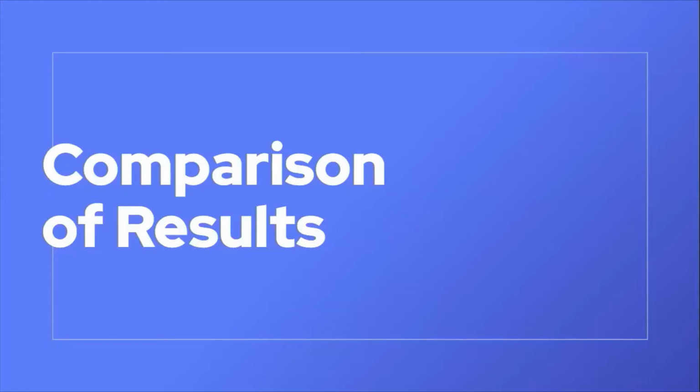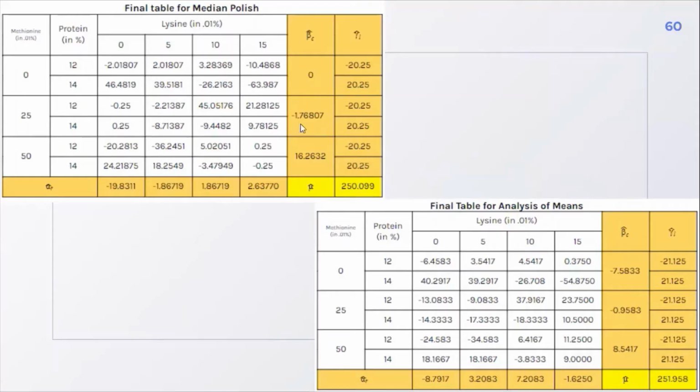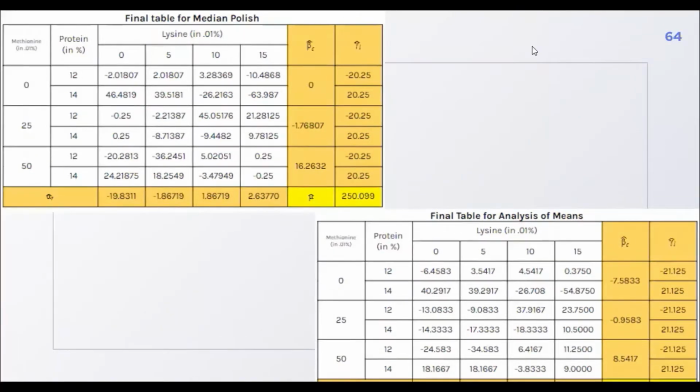We will now compare the estimates that we got from the median polishing and the analysis using means. This is the final table after 5 cycles of median polishing is performed, and this is the final table after the analysis using means. We will first compare the residuals.